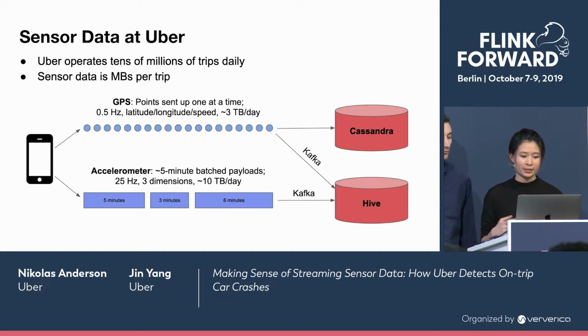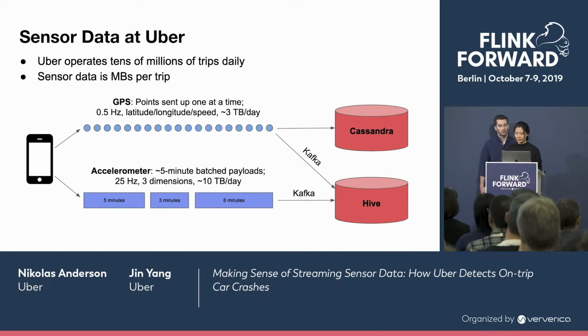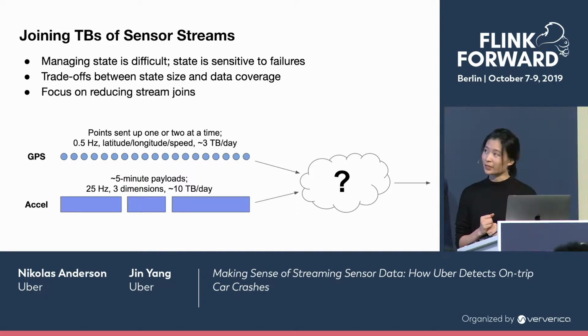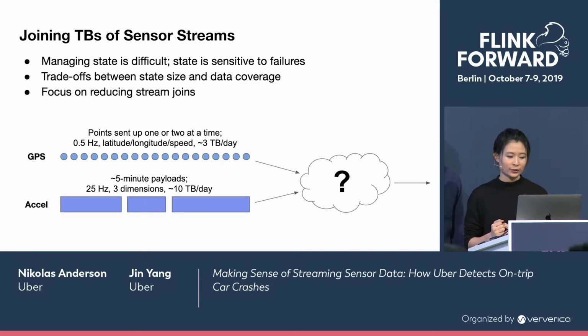For example, GPS points are uploaded point by point in seconds increments, whereas accelerometer readings are uploaded in batch payloads with minutes intervals. So joining sensor data is extremely difficult, as we're all here at Flink talking about all the problems with the trade-off between state size and data coverage. So in our first iteration, we really focused on reducing the stream joins as much as possible.